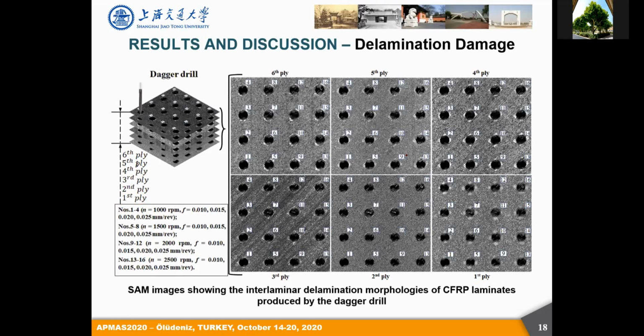And finally, if we look at the results obtained for the dagger drills, we will see that there are a lot of damaged areas around a cutting hole. And it basically indicates that the dagger drill is not effective for reducing the delamination damages for a composite laminate.